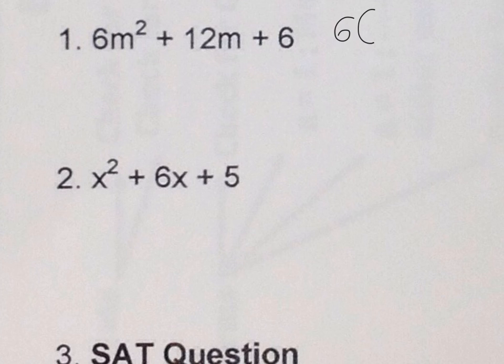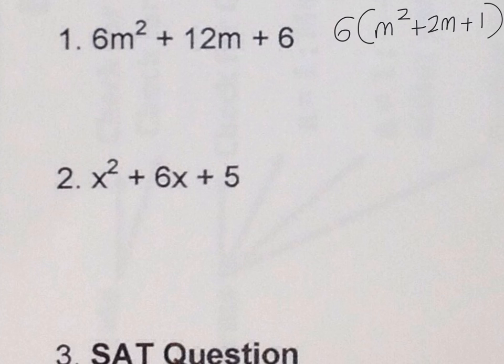Now if I factor a 6 out of 6m to the power 2, I will be left with m to the power 2. If I factor 6 out of 12m, I will get 2m, because 6 times 2 is 12. If I factor a 6 out of the 6, a 1 will be left. Don't forget that. It's because 6 times 1 is 6. It's not a 0 or nothing. This number cannot disappear. If we have 3 terms, I should have 3 terms inside the parentheses.